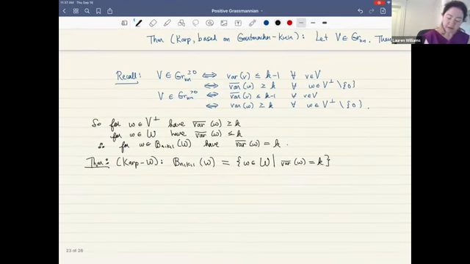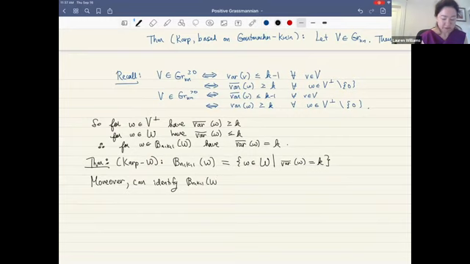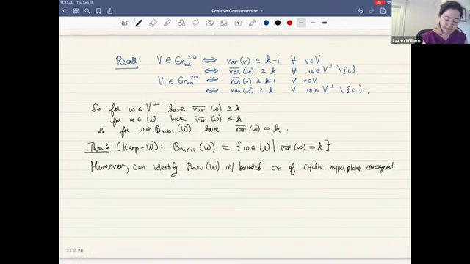I'm not going to go into a lot of detail here, but I'll just state the result in a vague way, which is about the combinatorics of this B amplituhedron. And the statement is that we can identify this amplituhedron with the bounded complex of a cyclic hyperplane arrangement. And let me just draw a little picture. I'm going to draw a hyperplane arrangement.